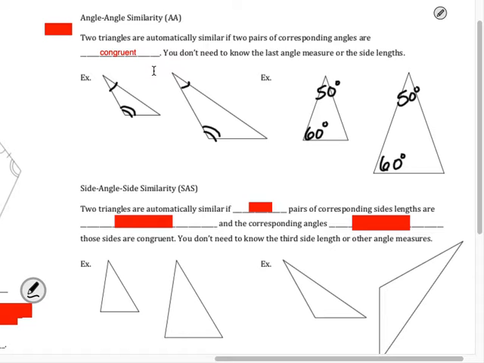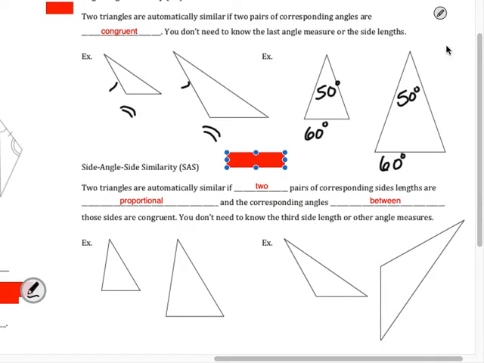So now on our last shortcut here, we have side, angle, side. Now this angle has to be between. This angle can't be over by itself because then it's the bad word. So two triangles are automatically similar if two pairs of corresponding side lengths are proportional and the corresponding angle between those sides are congruent. The angle has to be in between. You do not have to know the third side or the other angle measures. Okay?